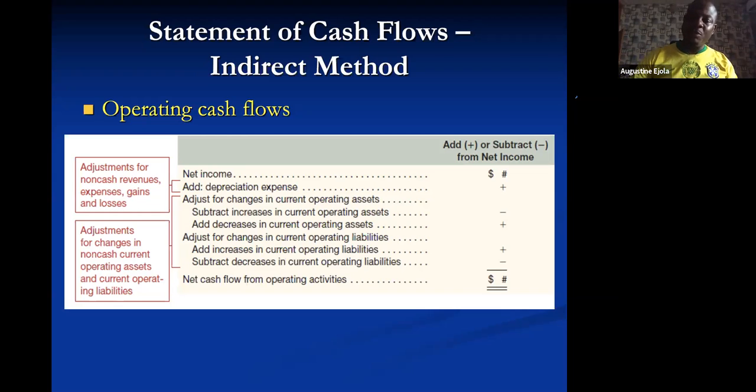So each time your operating liabilities go up, the implication is that your cash has gone up. So we take that value and add it back. If the operating liabilities have come down, it means that cash has gone down. And if your operating assets have come down, it means that cash has increased.